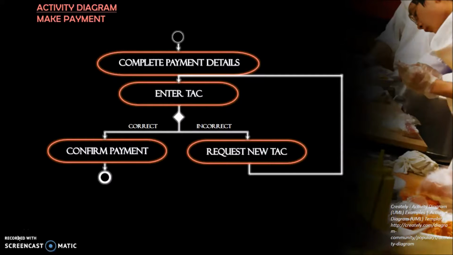So this is the activity diagram. It starts with the complete payment details, then enter TAC. If the TAC is correct, then the customer can confirm the payment, or else the customer needs to request a new TAC.